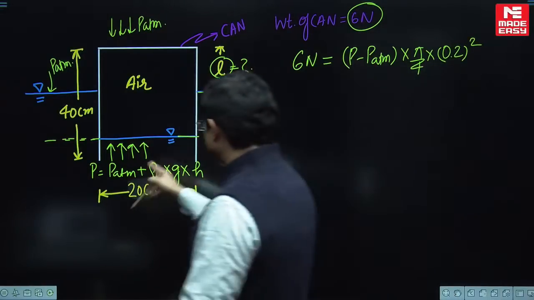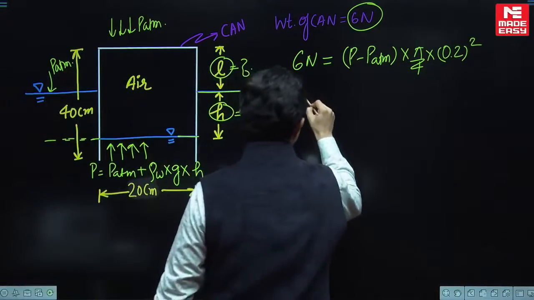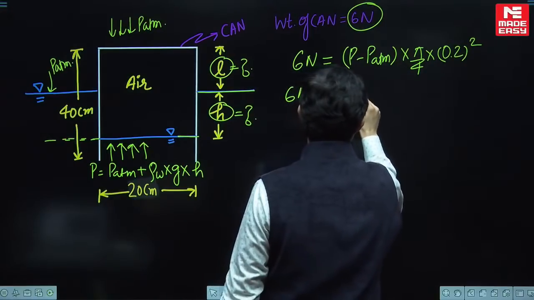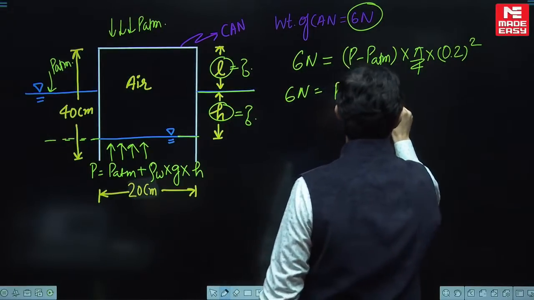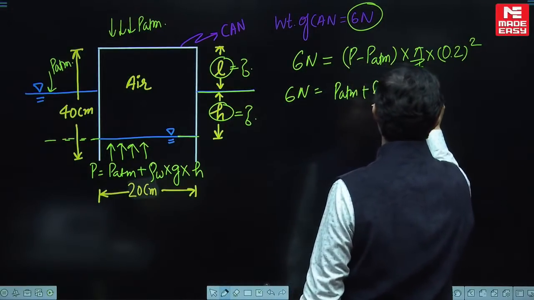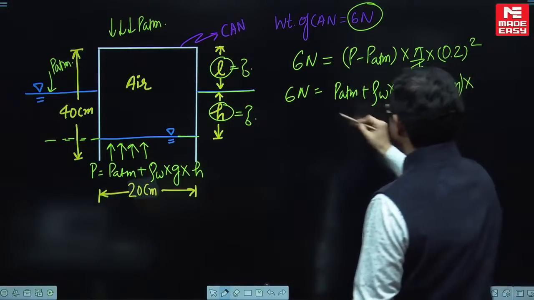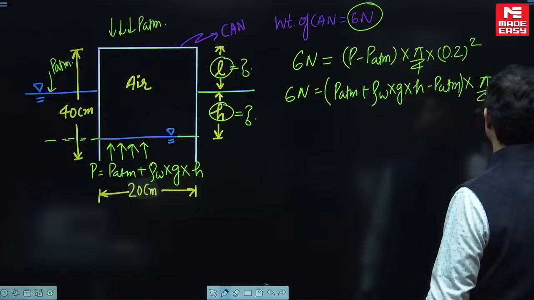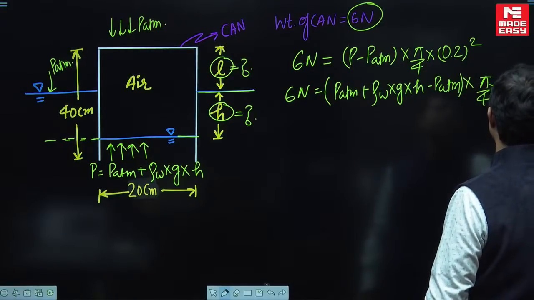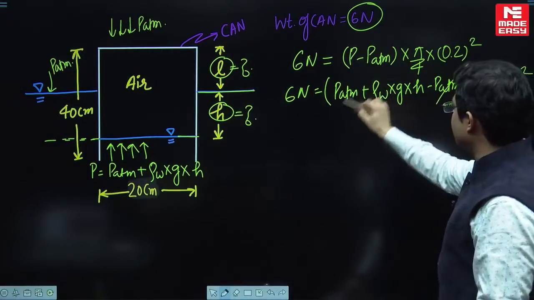My dear students, the P value you already know, so 6 Newton is equal to (P ATM plus rho of water into g into h minus P ATM). Come on guys, solve with me. And this is multiplied by the area of the can, which is pi by 4 into 0.2 square. So the P ATM is cancelled out.